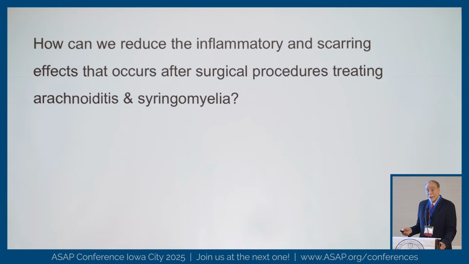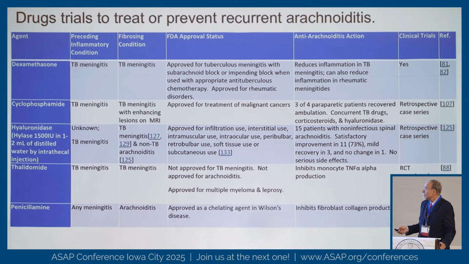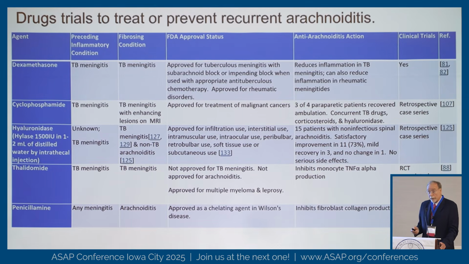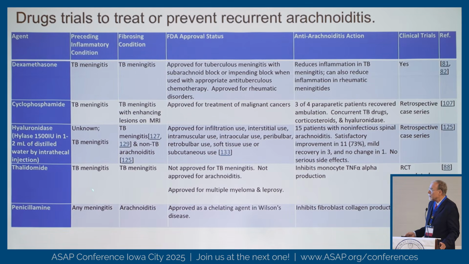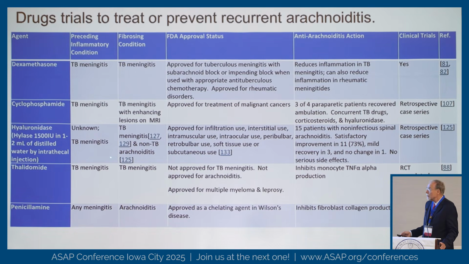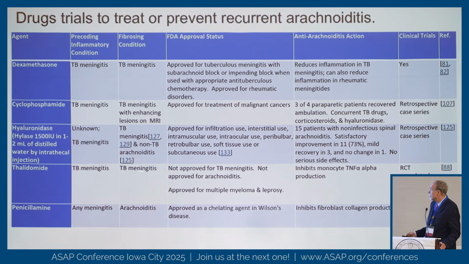Okay, so how do we make this better? You see what happens, so how do we make it better? Well, there have been attempts to improve on the situation, and there have been trials. And the condition that makes the most fibrosis around the spinal cord is TB meningitis. But thalidomide, which is a drug that reduces what's called neovascularity, that was tried in arachnoiditis. It didn't work. And in TB meningitis, it was harmful. So that trial didn't work.